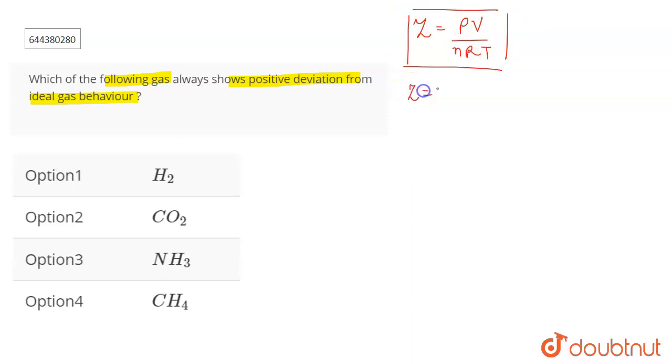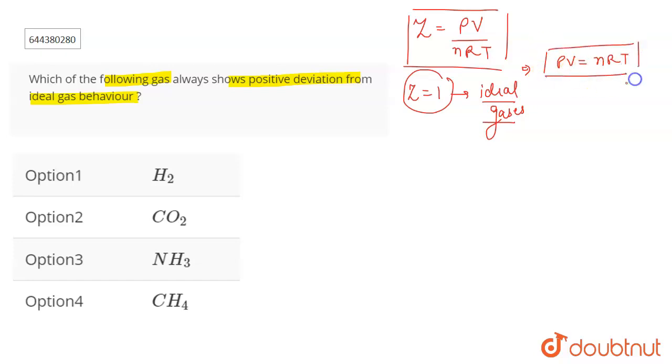When the compressibility factor is equal to 1, this happens in the case of ideal gases, because the formula now becomes PV is equal to nRT. This is the formula for ideal gases. Therefore, the compressibility factor is 1 for ideal gases.